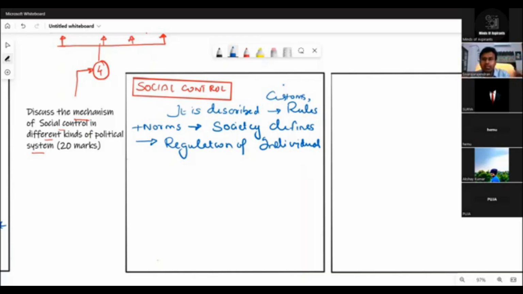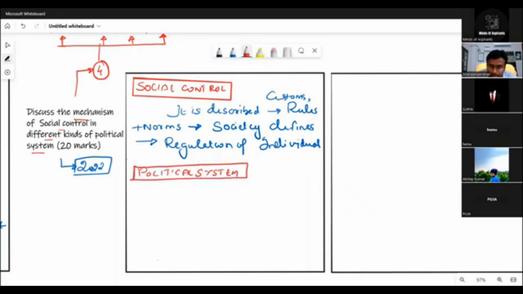This is the first point I want. This is a 2022 question that we are discussing. When you are writing about this, the next point: how many political systems are there? You have told the examiner what social control is, then you have to talk about how many types of political systems there are.